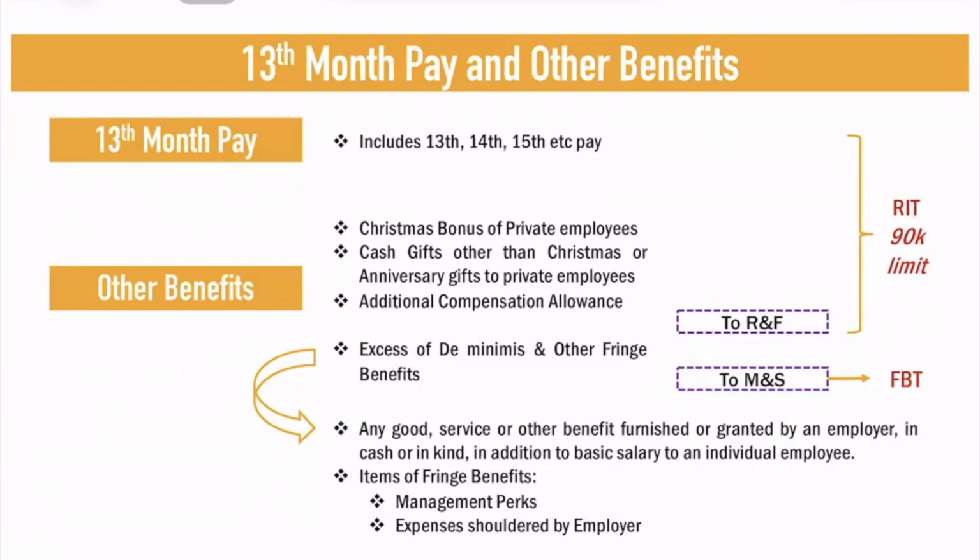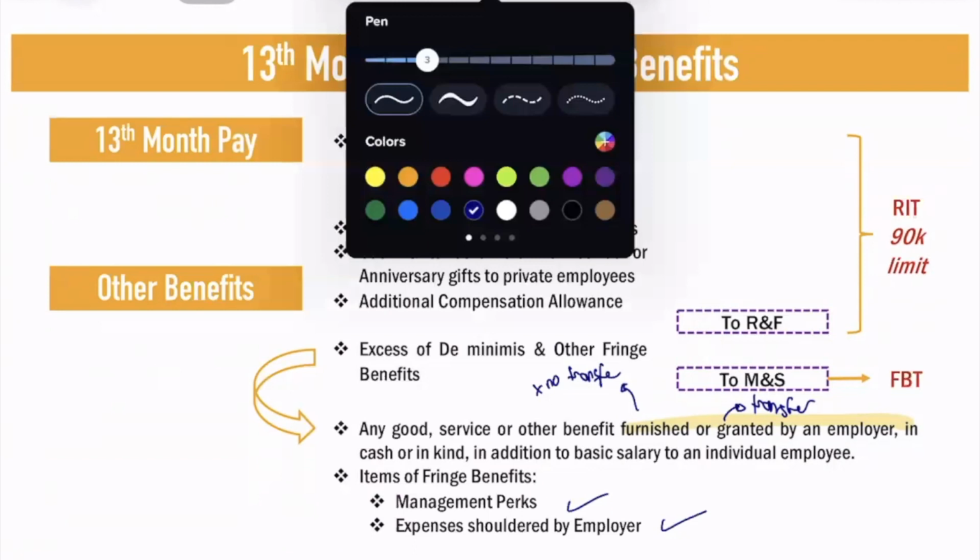13th month pay and other benefits includes 13th, 14th, 15th, etc. pay. Now your other benefits are the following. So we have your Christmas bonus for private employees, and then we have your cash gifts other than Christmas gifts. We have your additional compensation allowance, excess de minimis and other fringe benefits, any goods, service or other benefit furnished or granted by an employer. What is the difference between furnished or granted? Furnished, parang pinahiram lang. Granted, there's a transfer of ownership. So in furnished, there's no transfer of ownership, while for granted, it is already transferred. So items of fringe benefit is either management perks or expenses shouldered by the employer.